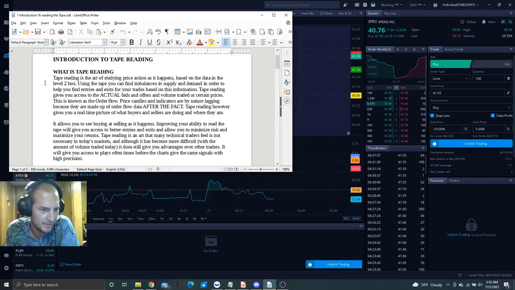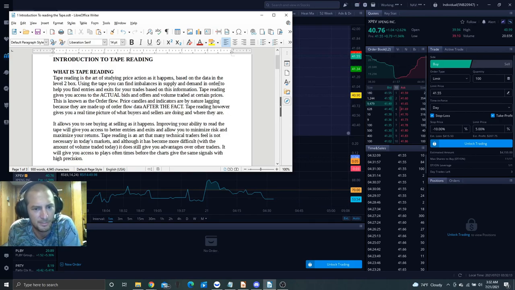So what is tape reading? Tape reading is the art of studying price action as it happens based on the data in the level 2 box. Using the tape, you can find imbalances in supply and demand in order to help you find entries and exits for your trades based on this information. Tape reading gives you access to the actual bids and offers and the volume traded at certain prices. This is what we call the order flow.